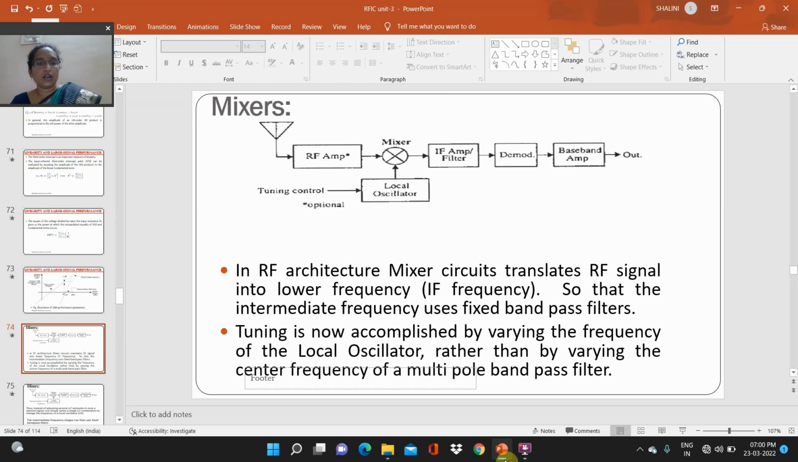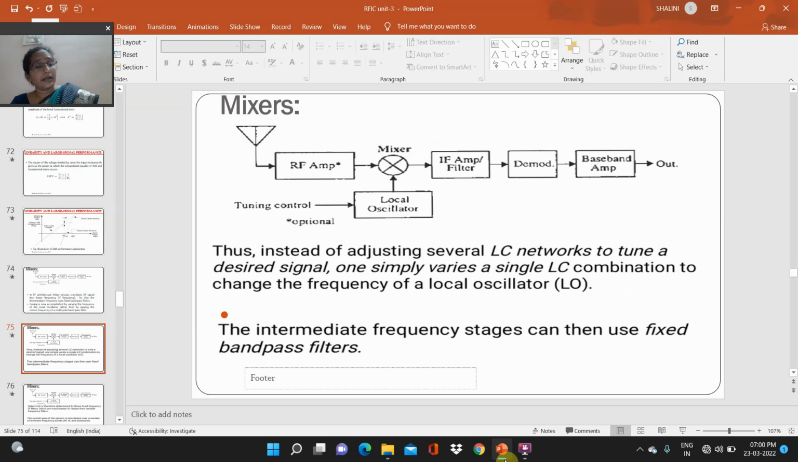Tuning control, local oscillator. In RF architecture, mixer circuits translate the RF signal into a low frequency so that the intermediate IF frequency uses fixed band pass filters. Tuning is now accomplished by varying the frequency of the local oscillator rather than by varying the center frequency of a multi-pole band pass filter. And then the mixer's block diagram.